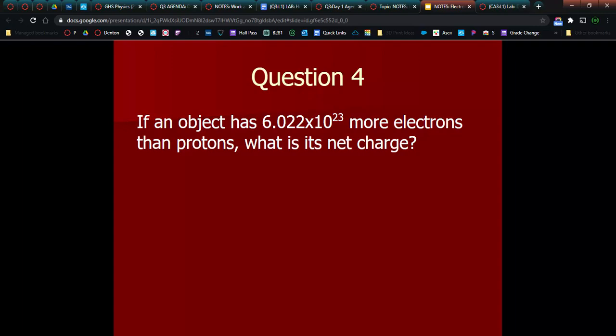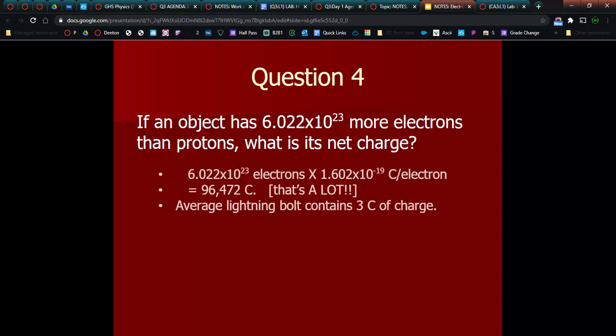So how would you find this? It's got this many extra electrons. How would you find its charge? Times charge and divide by it. Yeah. So you would multiply the 6.022 times 10 to the 23rd electrons times this many coulombs per electron, right? And that comes out to be 96,472 coulombs.